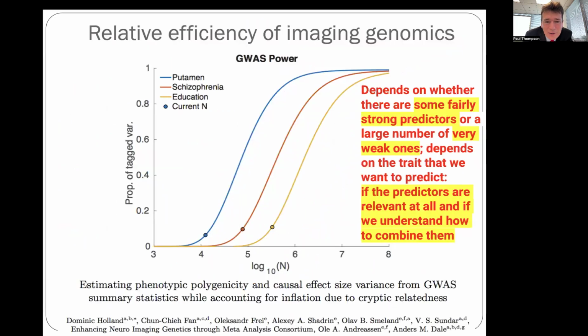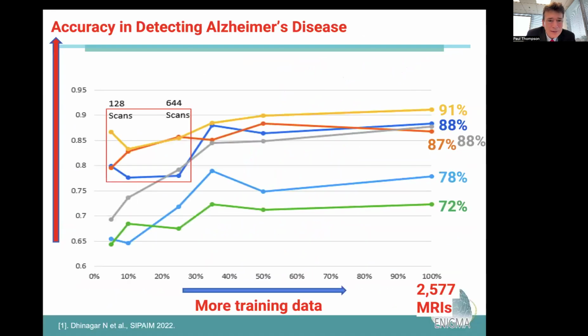And so that same question is of interest in deep learning. And this is a nice paper in genetics by Dominic Holland and Anders Dale. A lot of it depends on whether there are any strong predictors or only weak ones, and what trait we want to predict, and even if the predictors are relevant to the question that we're looking at.